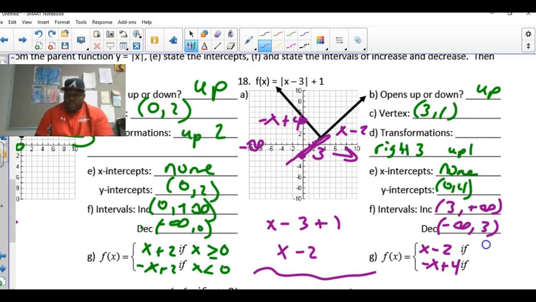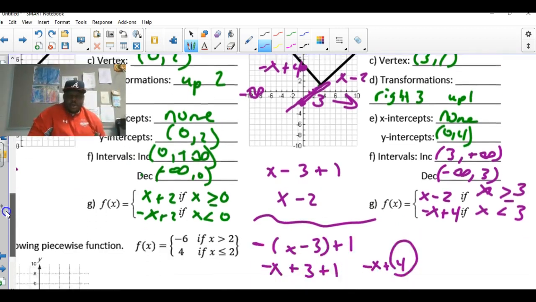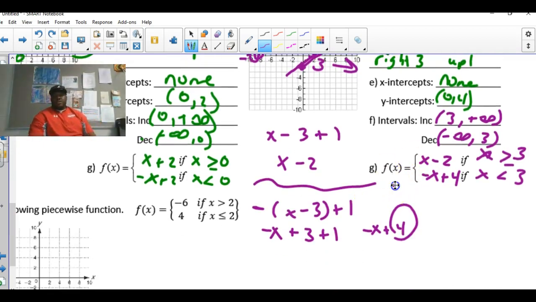So this is to the right, where x is greater than 3. And this is to the left, where x is less than 3. And just give one of them the equal to sign. It doesn't matter. So there is your piecewise function for this one, okay?